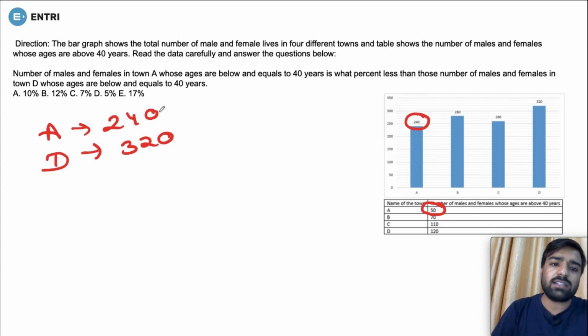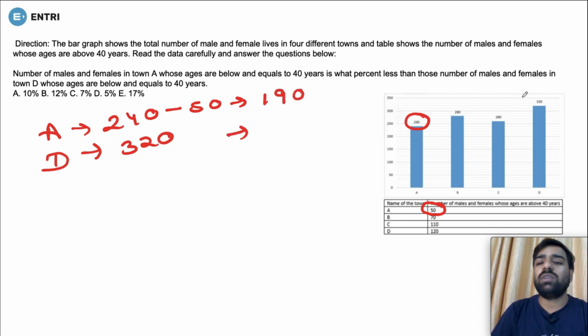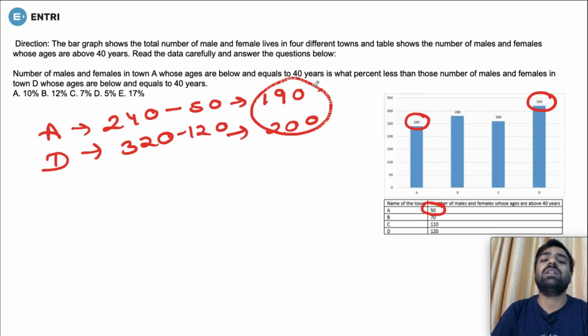So the total is 240, and the number of people whose age is above 40 is 50. So the total number of people whose age is less than 40 would be 190, isn't it? Now the total number of people in town D is 320, and the number of people whose age is above 40 years is 120. So minus 120 gives you 200. These are the number of people whose age is less than or equal to 40 years.